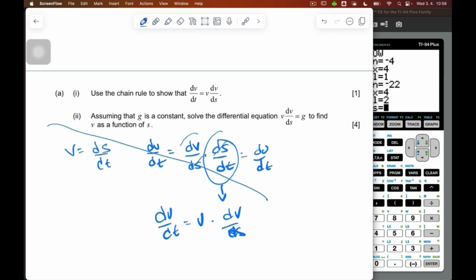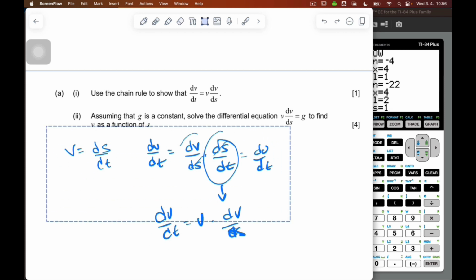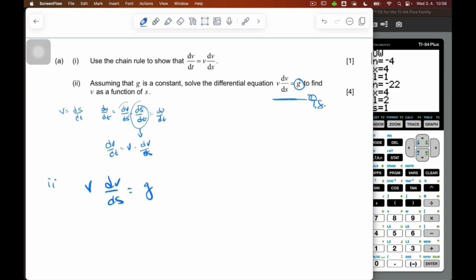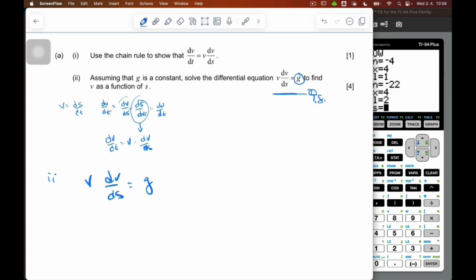Now assuming that g is constant, we want to solve this differential equation. I'm going to start with my equation, where g is a number, actually 9.8. If I have v dv ds equal to my constant, to solve this differential equation I multiply both sides by ds. When I do that, I get v dv is equal to g ds.